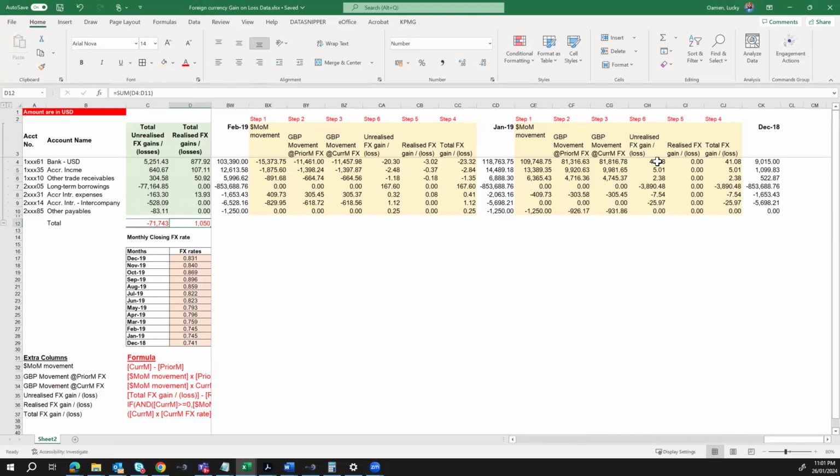So you can see that for the total realized, this is largely contributed by the cash balance, which is the bank in USD account. We have accrued income, and we have our other trade receivables, right? Then the unrealized bit is largely due to the long-term borrowings, which gave rise to negative 77,000, while that was slightly offset by the unrealized gains in the bank balance of 5,251.